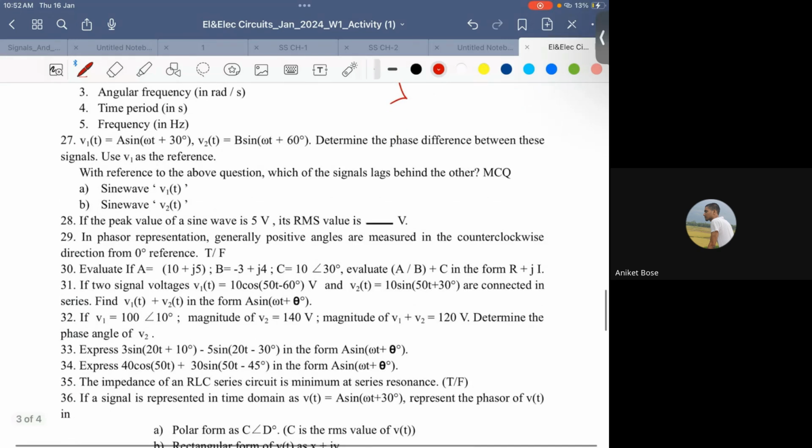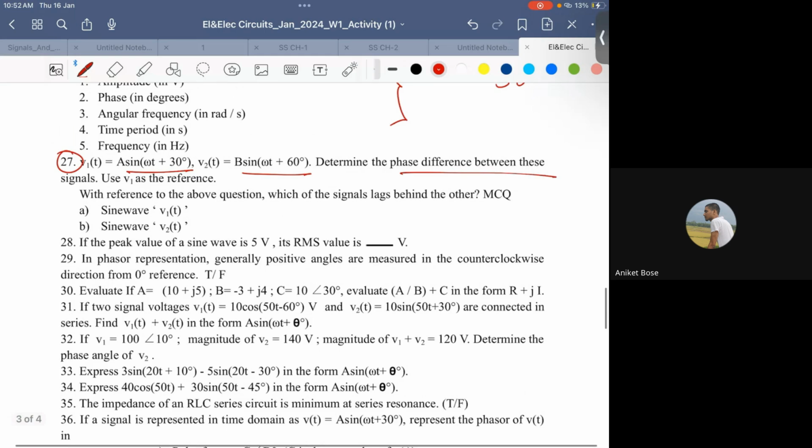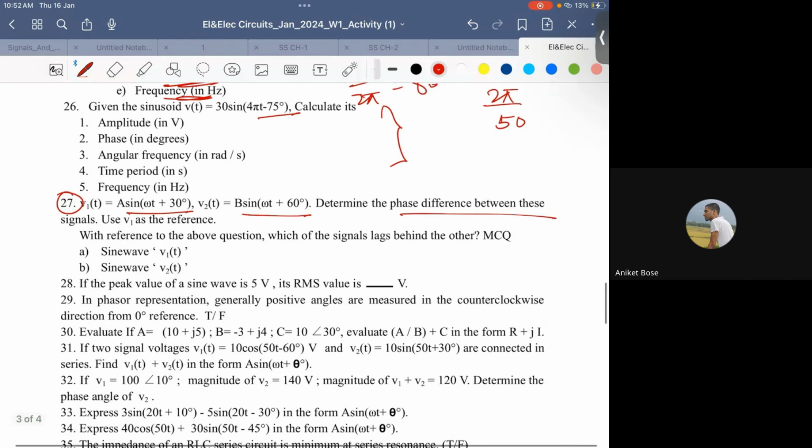27th, V1 has been given to you, V2 has been given. Now you have to calculate the phase difference between these two. How will you calculate the phase difference between these two? First, we will draw it in phasor, then we'll calculate it. If, for example, this is V1, and this is V2, the difference between these two is what? 30 degree, correct?